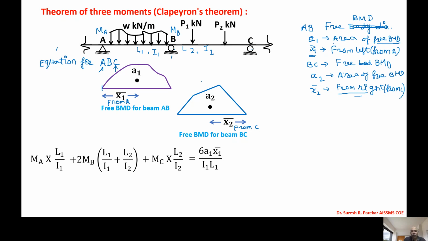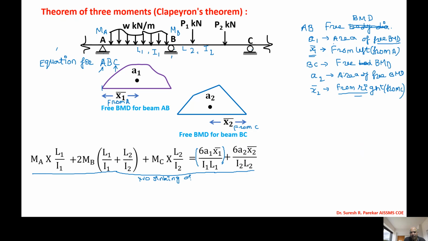Now if we go to the right part, we have 6 A1 X1 bar upon I1 L1. So 6 A1, we know the area, X1 bar is the centroid from the left, I1 is the moment of inertia of that span, and L1 is the span of AB or the first span. Similarly we have 6 A2 X2 bar upon I2 L2. Now till this point we use the formula when we do not have any sinking of support, so no sinking of support.